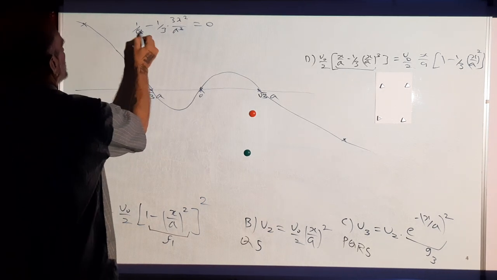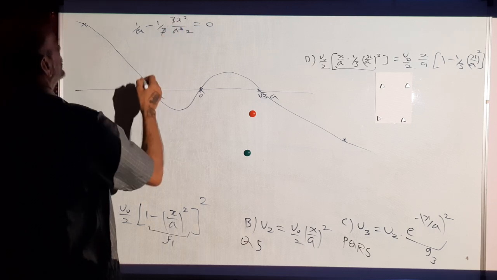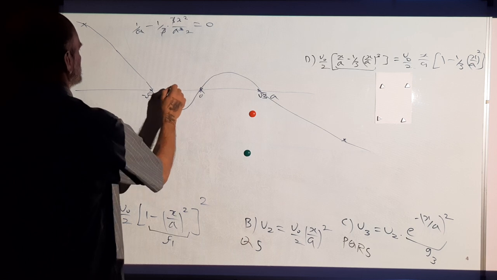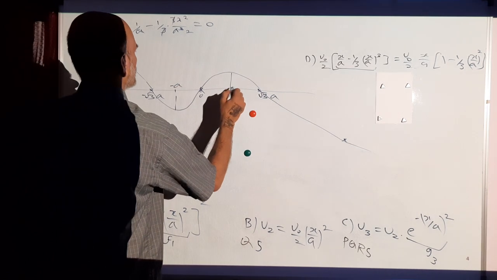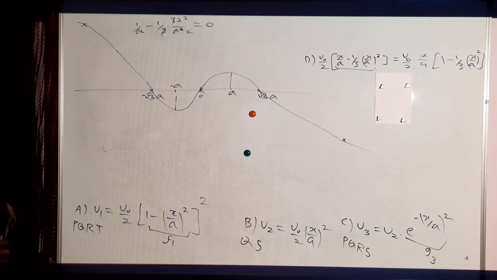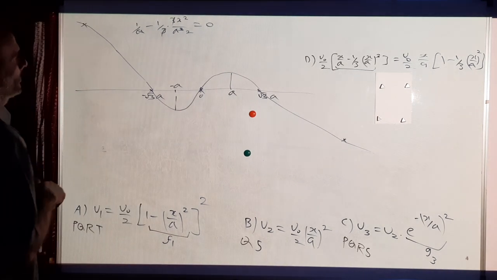Okay, so a can be cancelled. This will become a square. 3 and 3 will go. So again, it will become x equal to plus a and minus a. So 2 points where the derivative is 0. One is the maximum point, one is the minimum point.